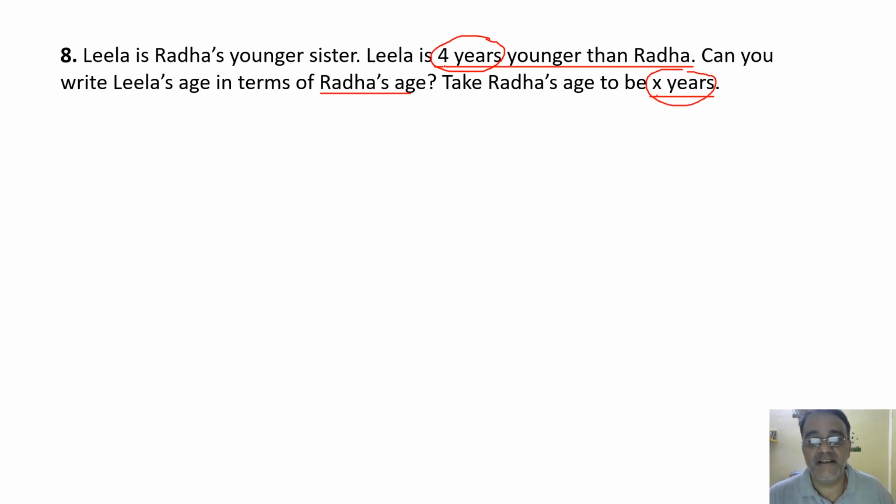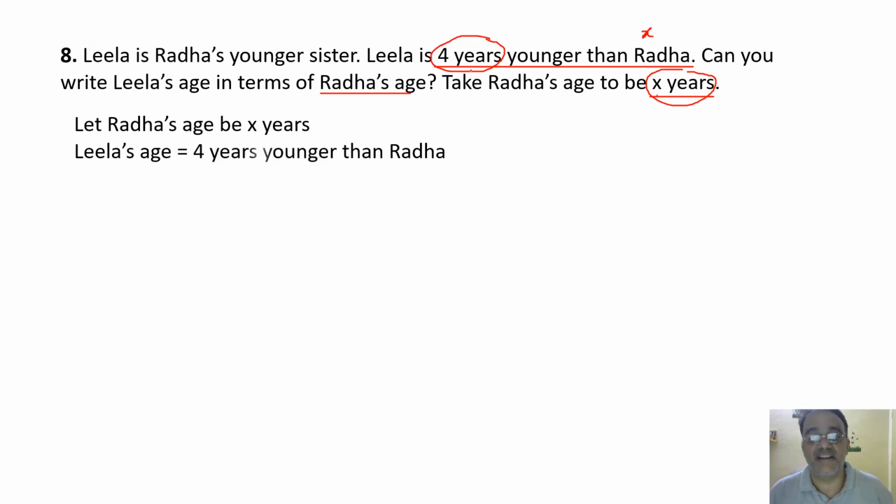So what will be the age of Leela? x minus 4. अभी suppose Radha का age 20 है. So what is the age of Leela? 20 minus 4. ठीक है, 16. So now here the age is given for Radha is x, तो x minus 4 हो जाएगा. So let Radha's age be x years and Leela's age is given 4 years younger than Radha. That means x minus 4 years. Any doubt in this question?